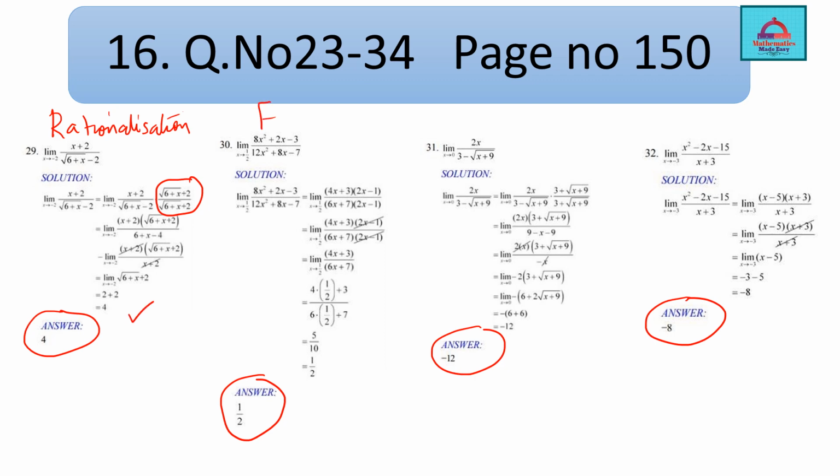Here you will again do factorization. How do you know you will do factorization? Because here in the numerator and denominator you have quadratic functions, meaning degree 2 functions. So it will have two factors and you cancel one factor and simplify. Again rationalization, again factorization. So do it and check your answer.